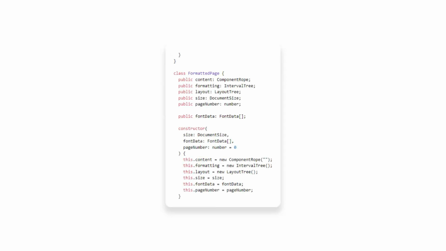This code snippet begins the formatted page class, which represents a single page with specific characteristics. 1. Properties. Content. An instance of component rope, storing the text content of the page. Formatting. An instance of interval tree, managing formatting information, e.g. font styles, sizes, over intervals of the content. Layout. An instance of layout tree, handling the layout structure for rendering the content visually. Size. An object of type document size, representing the dimensions of the page. Page number. A numeric identifier for the page. 2. Constructor. The constructor simply initializes each property in an empty state, along with provided font data.